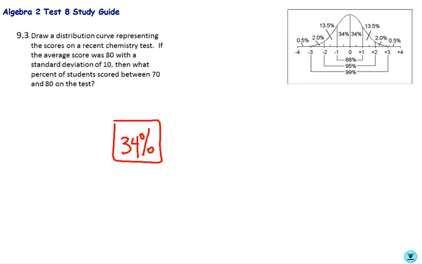And on 9.3, you should have gotten 34%. The average on this was 80, so 80 was the middle, and the standard deviation was 10. So this would be 70, and it's asking what percentage of people scored between 70 and 80. Well, it's that area right there, so that would be 70%, or I'm sorry, 34%. 34%.